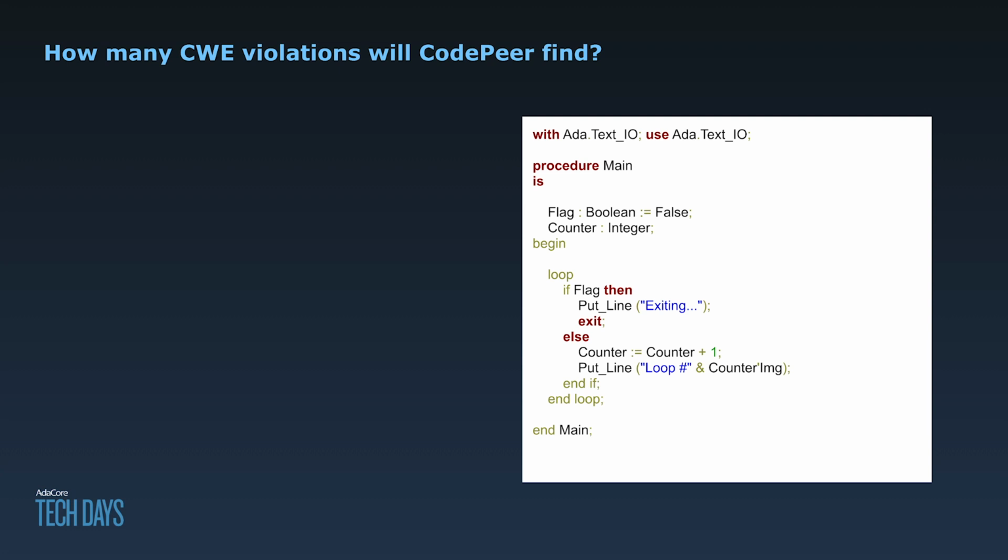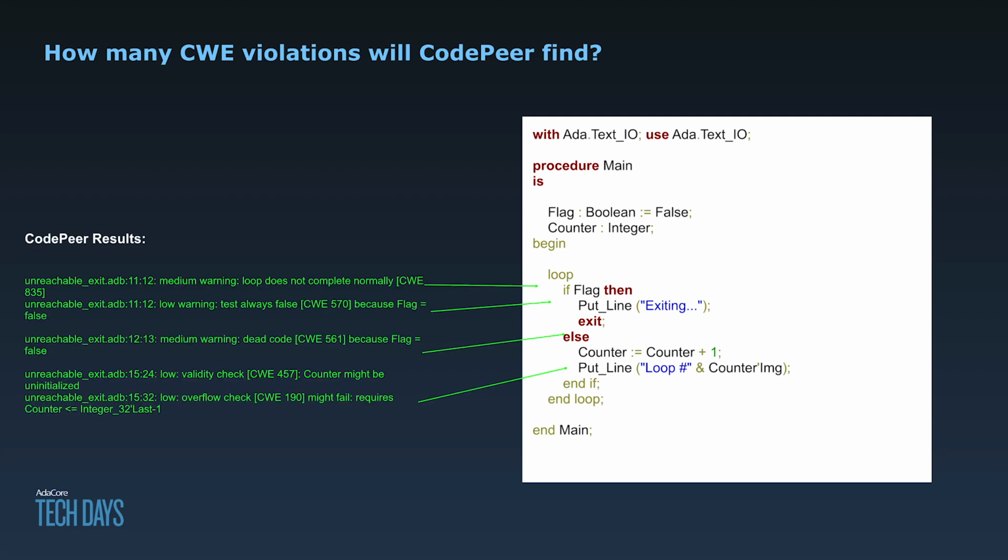The correct answer is run CodePeer and you'll find out. Okay, so let's see what we get. So this loop has an unreachable exit. Why does it have an unreachable exit? Well, we set flag here, and then we check if flag, and then we never change flag anywhere. So CodePeer said, hey, look, we can never get to the exit.